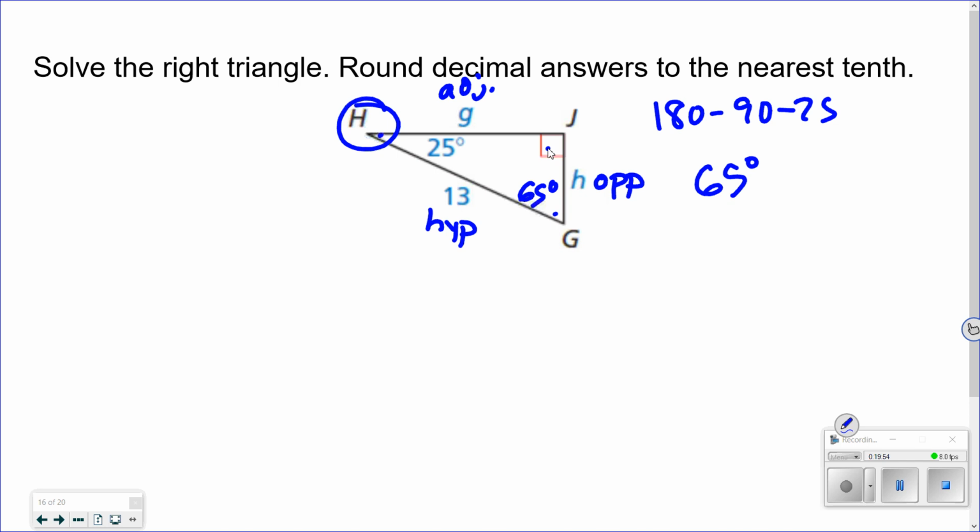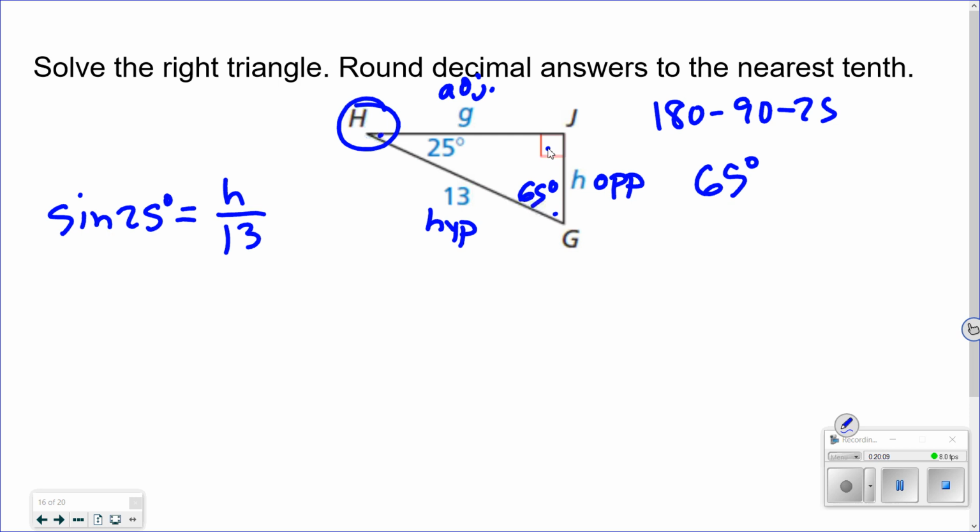Opposite over hypotenuse is the sine. So I'm going to say the sine of 25 degrees is equal to the opposite side, which is h, over the hypotenuse, which is 13. If I solve that equation, I'll know what h is equal to. This is a pretty easy one to solve.